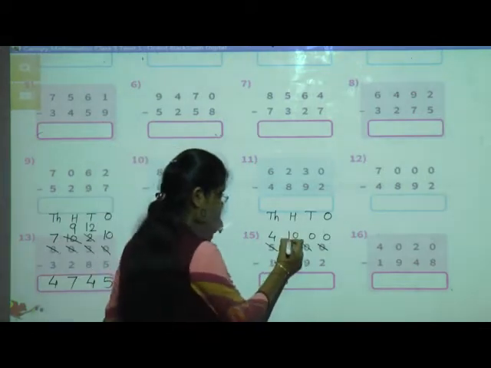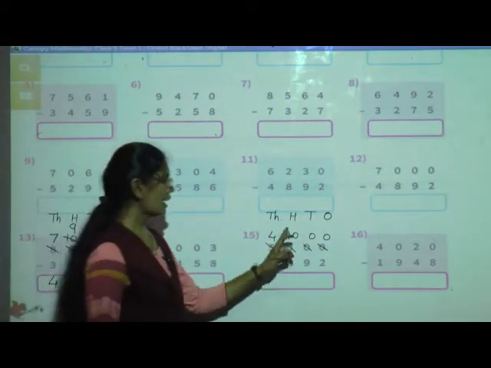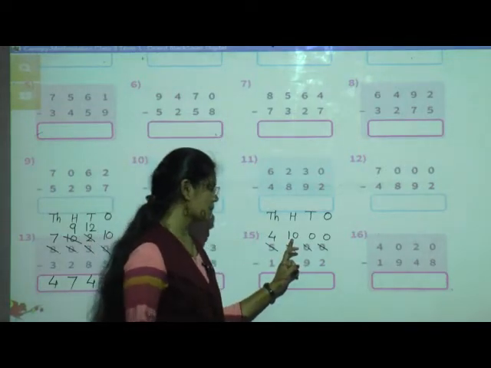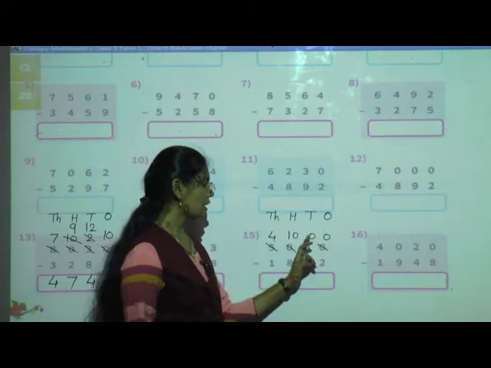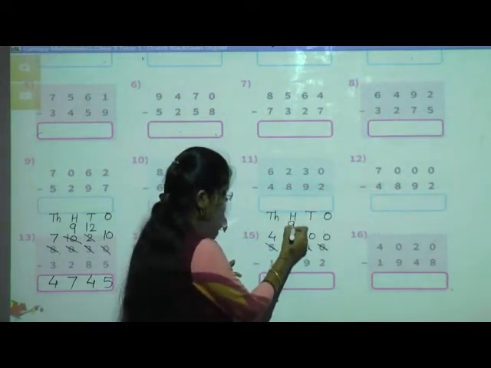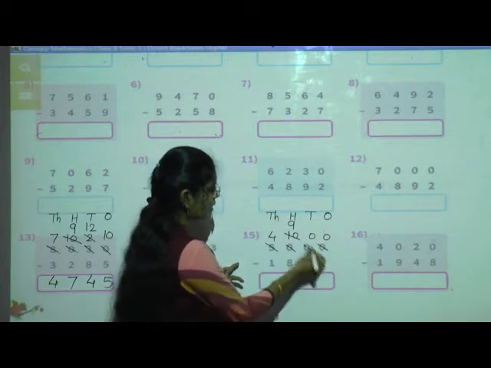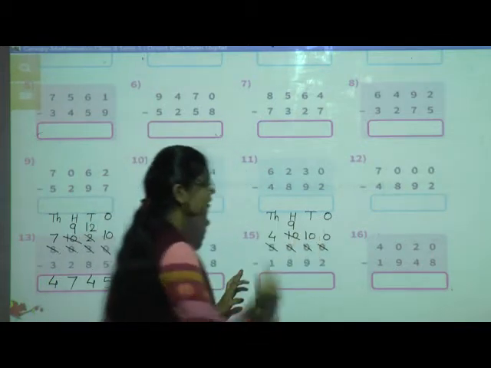So we will take one borrow from this 5. Now here at hundreds place, 10 is there. So from this 10 we will take one borrow. Okay, so 10 minus 1, just cut this 10, 10 minus 1 is 9, and here 0 is there. So if we take one borrow from this 100, this 0 will become 10.